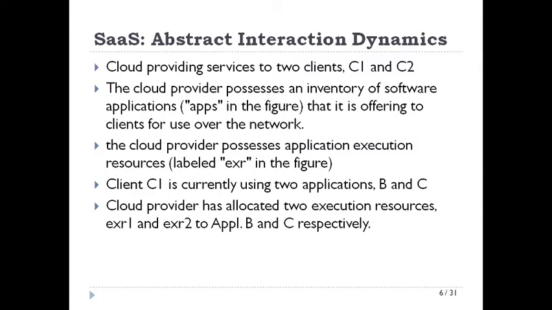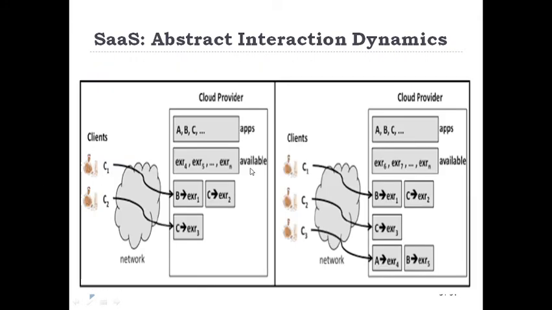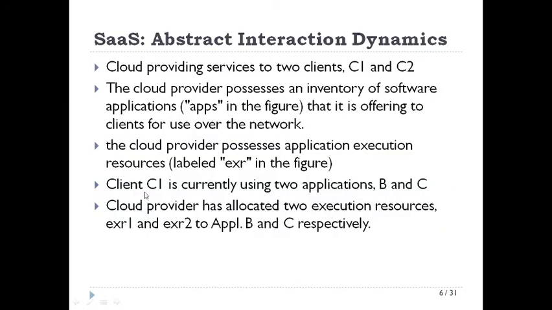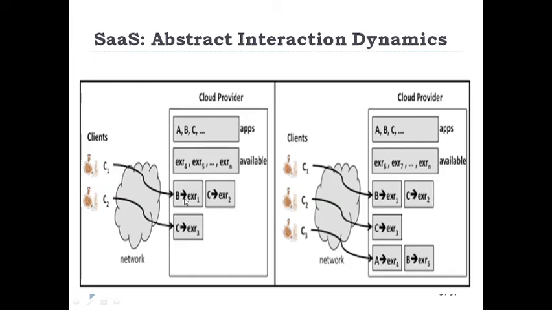The cloud provider possesses application execution resources labeled as EXR in the figure. So here we have a stack of applications and we have a stack of resources which are available. So client C1 is currently running two applications, B and C. Over here we have client C1 who is running two applications, B, C. So execution resource number 1, execution resource number 2. And when the second client entered, we allocated execution resource number 3 to this third application, right? Even though the application is same, C, C, the resources are different, right?